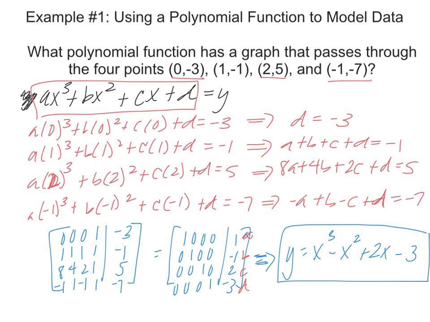Now, that was the much longer and more difficult way of figuring this out. But here's the deal. Since we know that there were 4 points, we said it was going to be a cubic function from the beginning, the easiest way to do this is just to go into your calculator, go to Stat and Edit, clear everything out, type in your ordered pairs. So for my x values, it's going to be 0, 1, 2, negative 1. Then for my y values, that'll be negative 3, negative 1, 5, and negative 7.